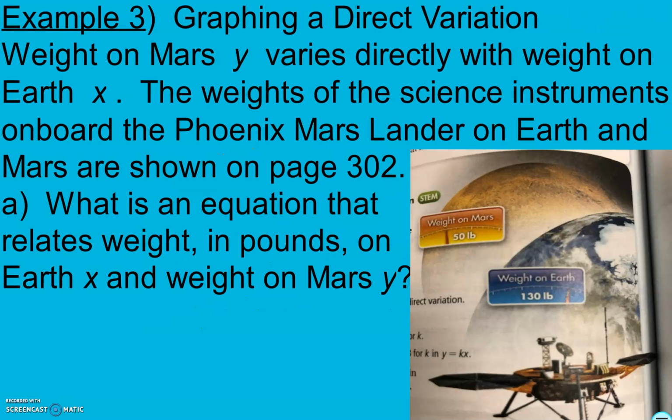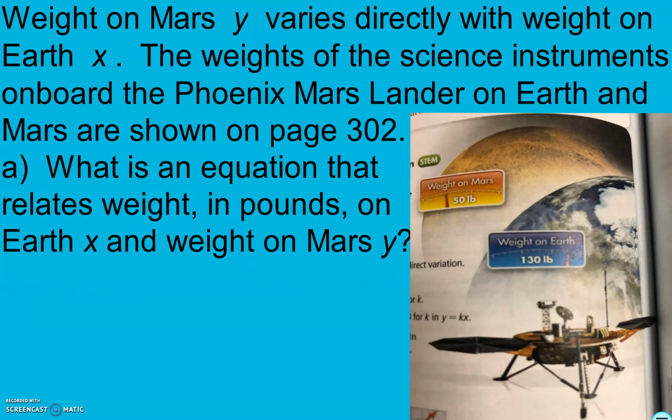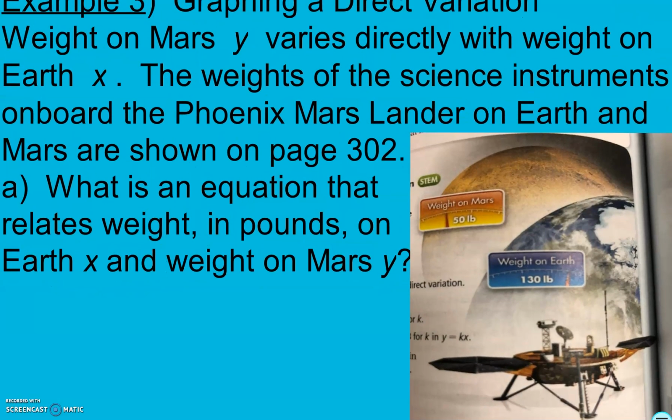Example 3 is graphing a direct variation. Weight on Mars, y, varies directly with the weight on Earth, x. The weights of the science instruments on board the Phoenix Mars lander on Earth and on Mars are shown on page 302, and I have a picture of it here. What is an equation that relates weight in pounds on Earth, x, and weight on Mars, y? So here we're looking for an equation.